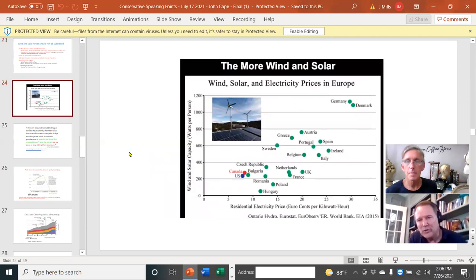Now this slide shows what's happened with wind and solar prices in Europe, because Europe's a bit ahead of us here. They've been pushing this narrative longer than we have. They've been buying it longer than we have. And the net result is that Germany and Denmark have some of the highest electricity prices in the world. If I showed you Australia's energy prices, they would be slightly above this. We're talking about 30 cents a kilowatt hour. The U.S. is shown down here somewhere around maybe 8 cents a kilowatt hour. Wow. So they're almost four times our electricity cost.